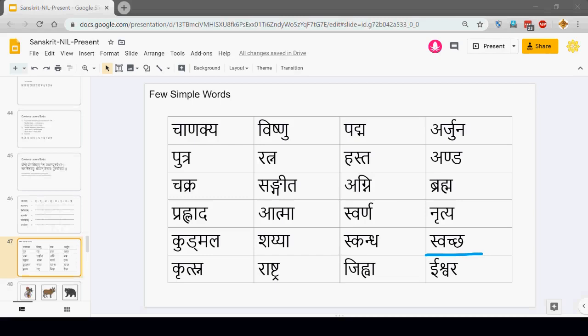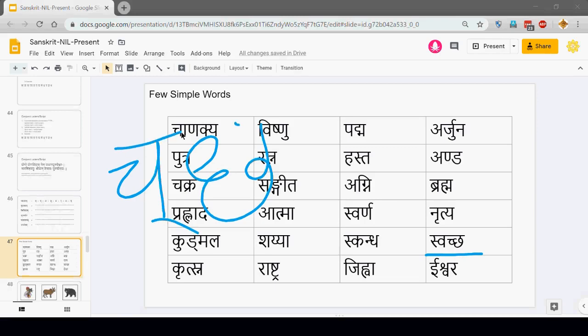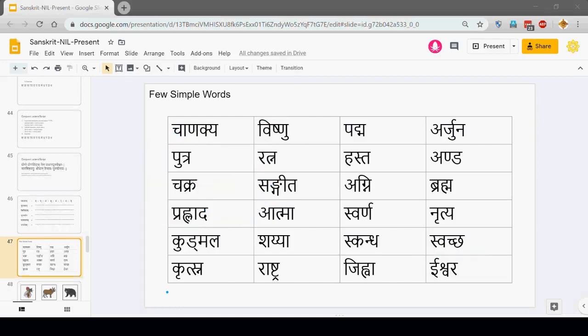Swacha. Swa, that is the first part. And then the cha, going from left to right, the vertical line is lost, so it is just a consonant. Then there is a cha with the sound at the end. Swacha. Swacha means clean. Okay. Next one.